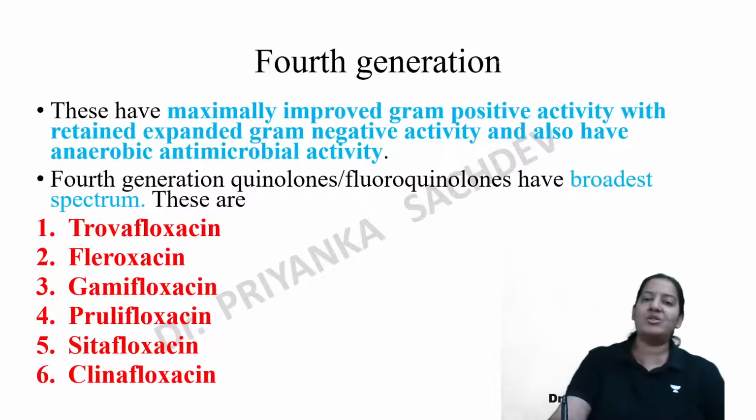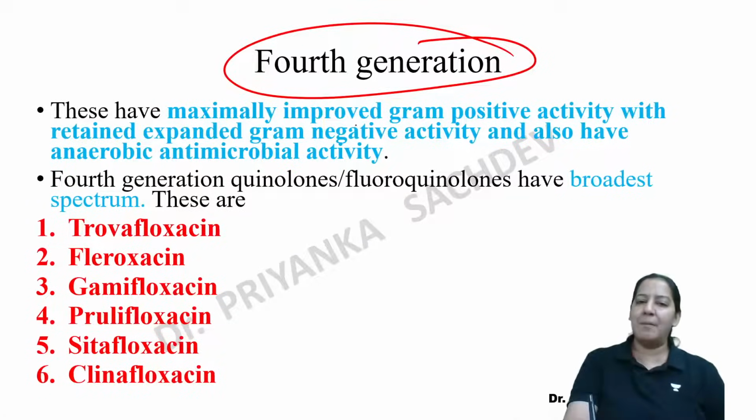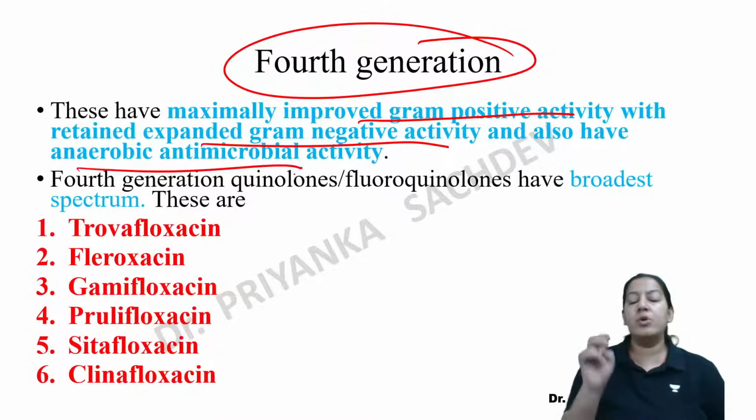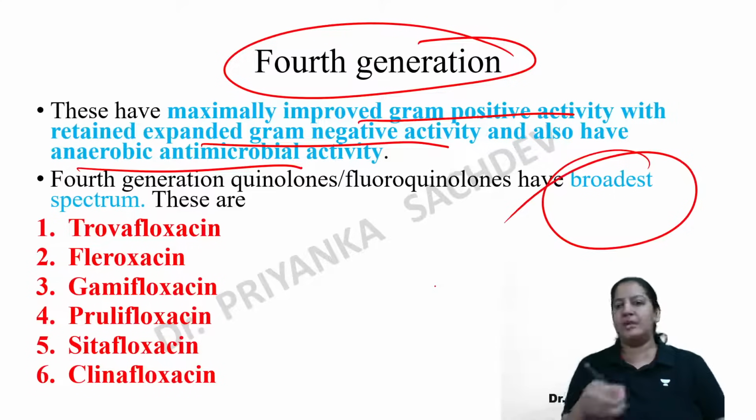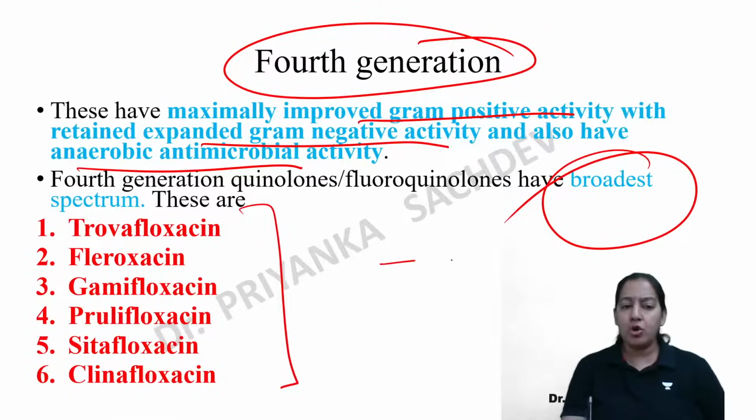Coming on to the last, the fourth generation. In the fourth generation, complete gram positive, complete gram negative along with anaerobic coverage. So that is the broadest one, the best one. All bacteria are killed. So there are six drugs in this category.